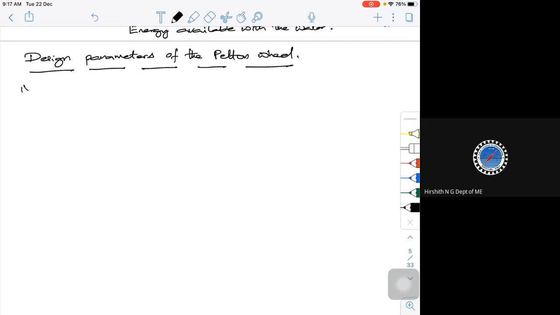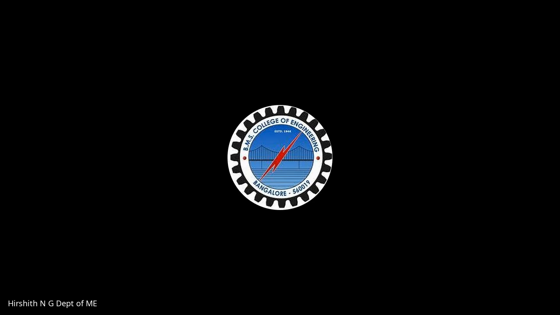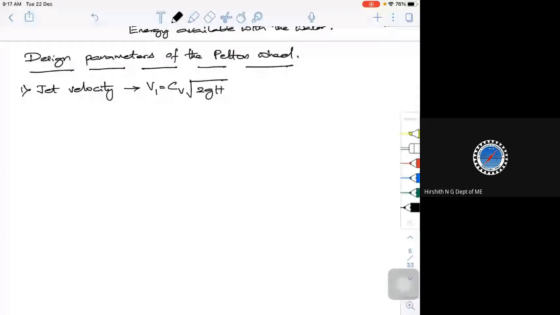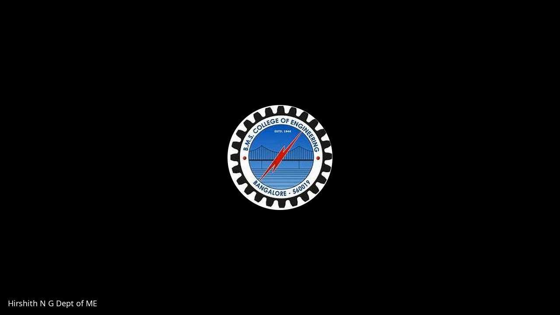The fluid jet velocity. This is the velocity coming out of your nozzle, that is V1. If you go back to fluid mechanics, V1 is given by CV into root 2GH. What is this H? H is the net head under which your turbine is working. CV is the coefficient of velocity of your nozzle.